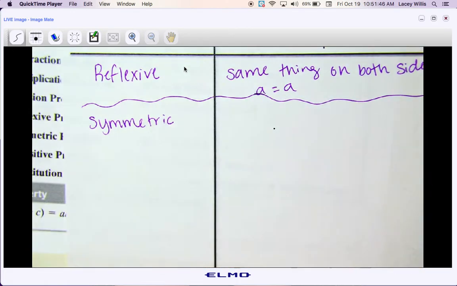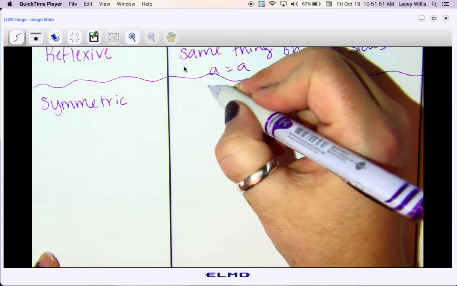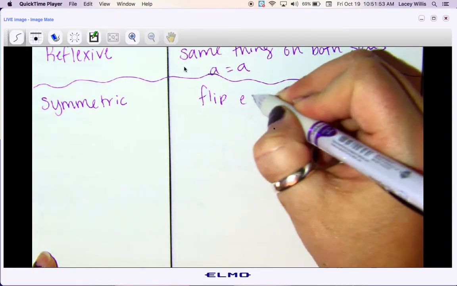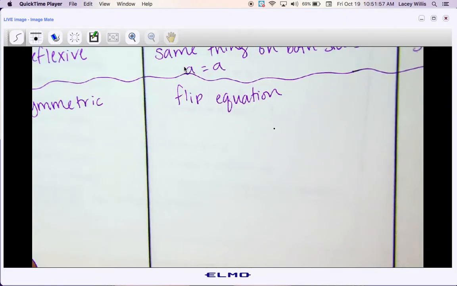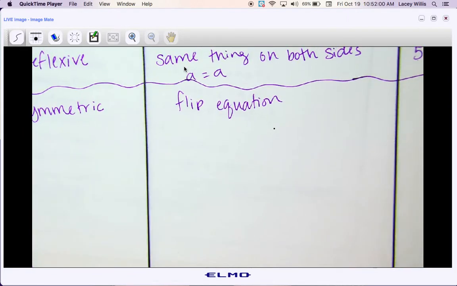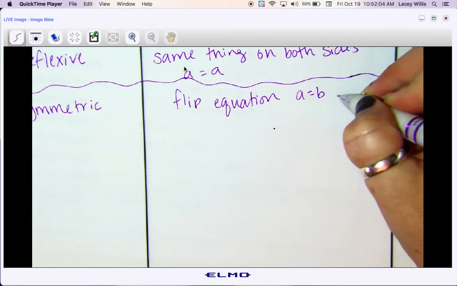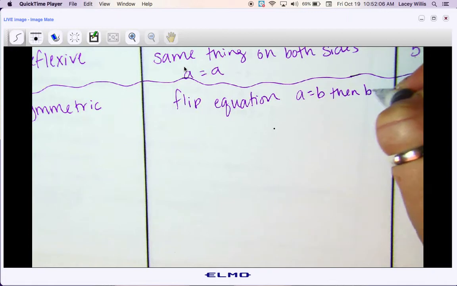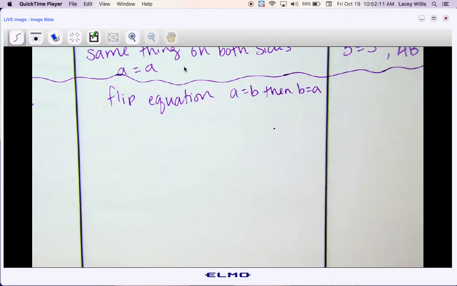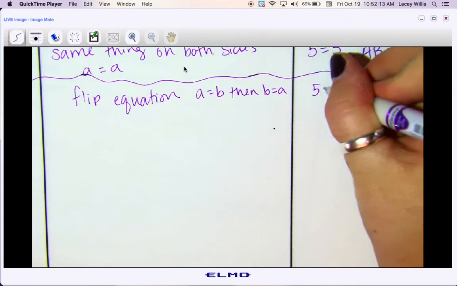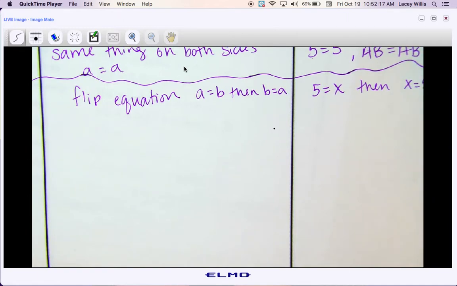So the symmetric property says that you can flip any equation and it's still true. So I'm going to put flip equation on the explanation. The technical way it's written is like this. If that's true, then this is true. So for example, if 5 equals x, then x equals 5.